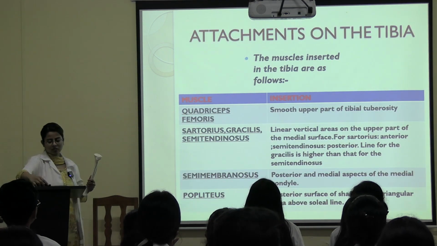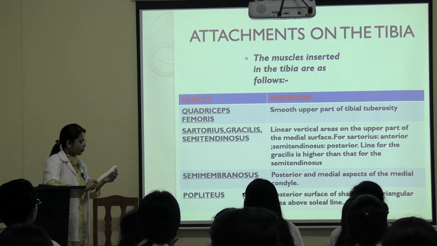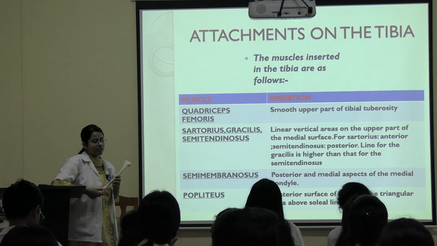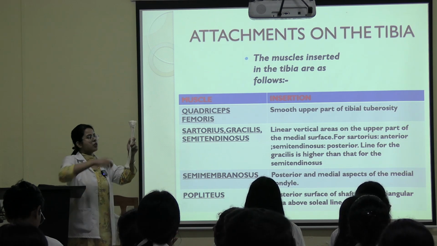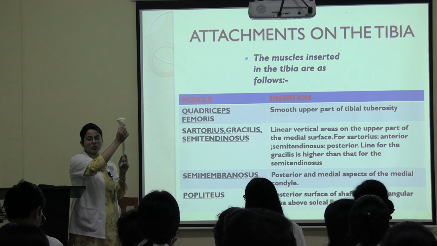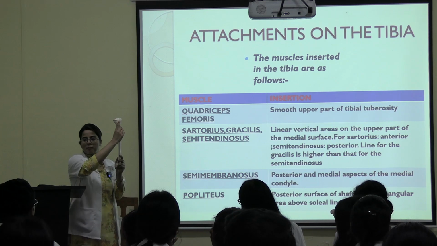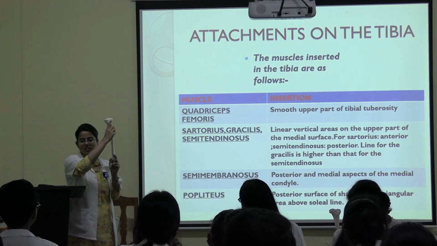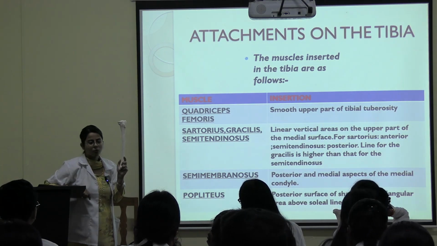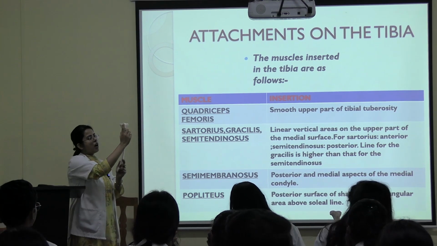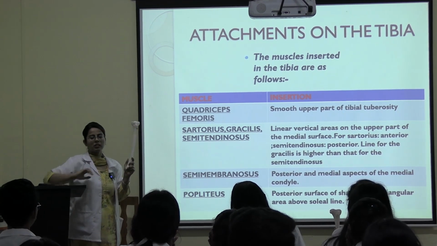Now the muscle insertions. What are the muscles that are inserted in this tibia? This is the tibial tuberosity. It has a smooth upper part. Quadriceps femoris is inserted here. Quadriceps femoris is inserted in the upper smooth part of the tibial tuberosity.